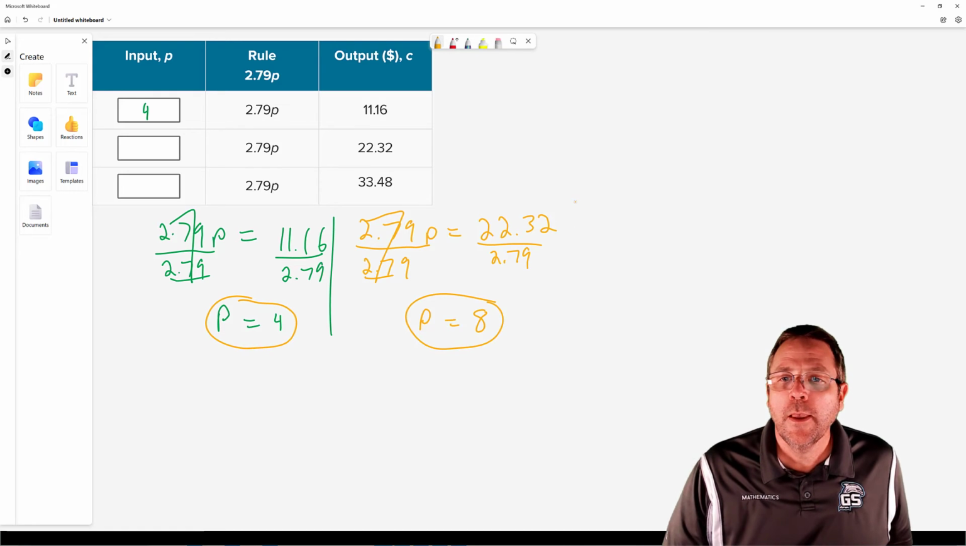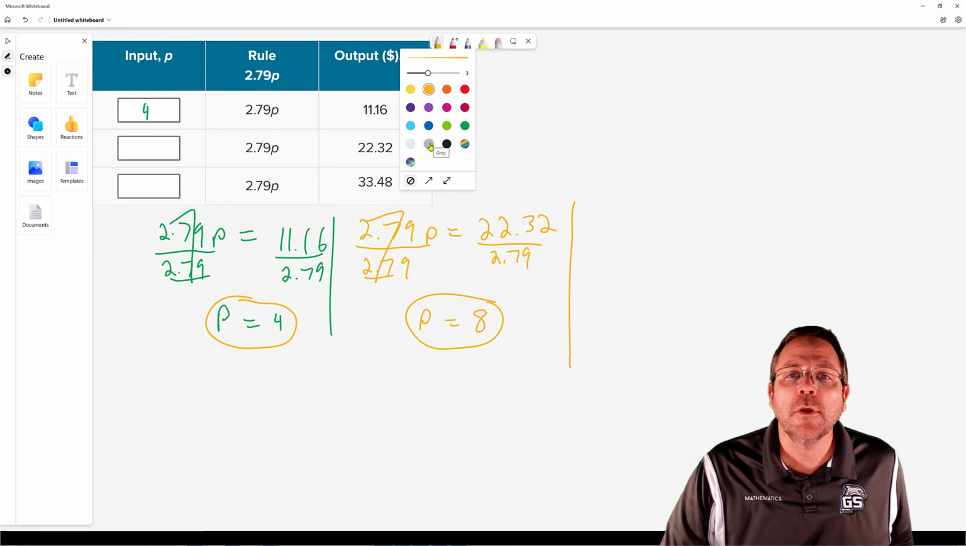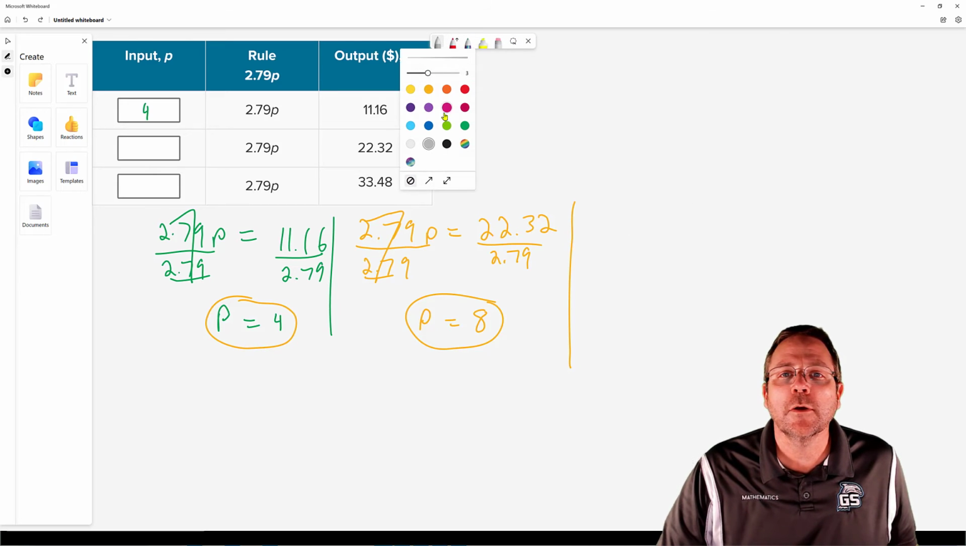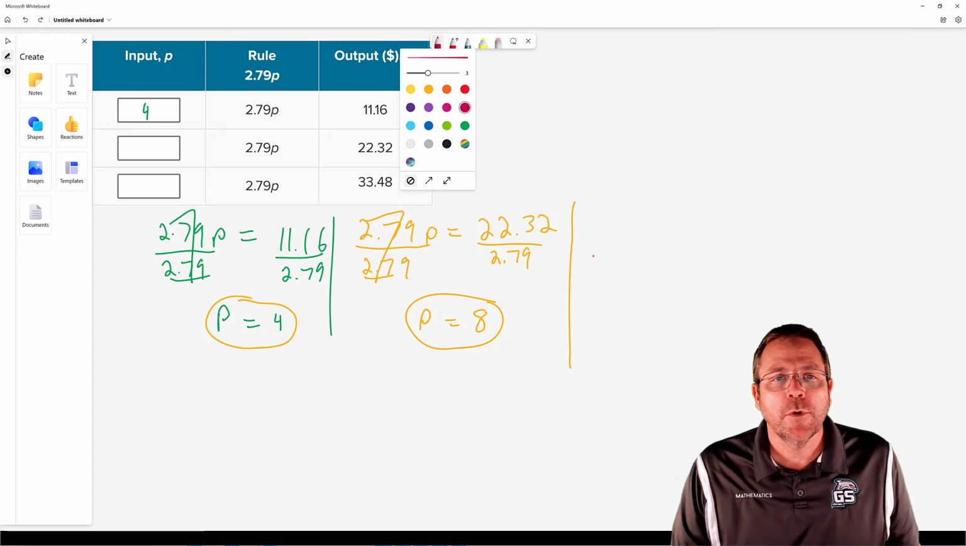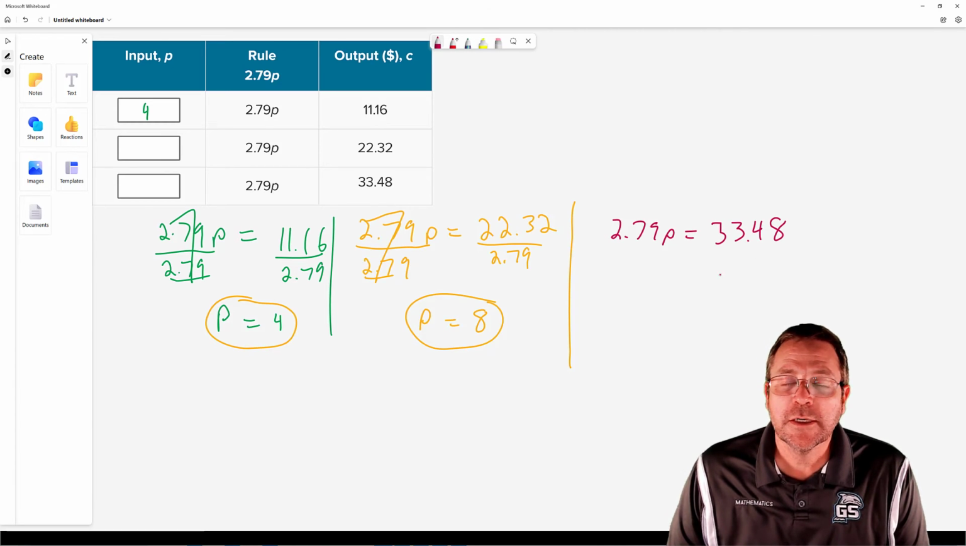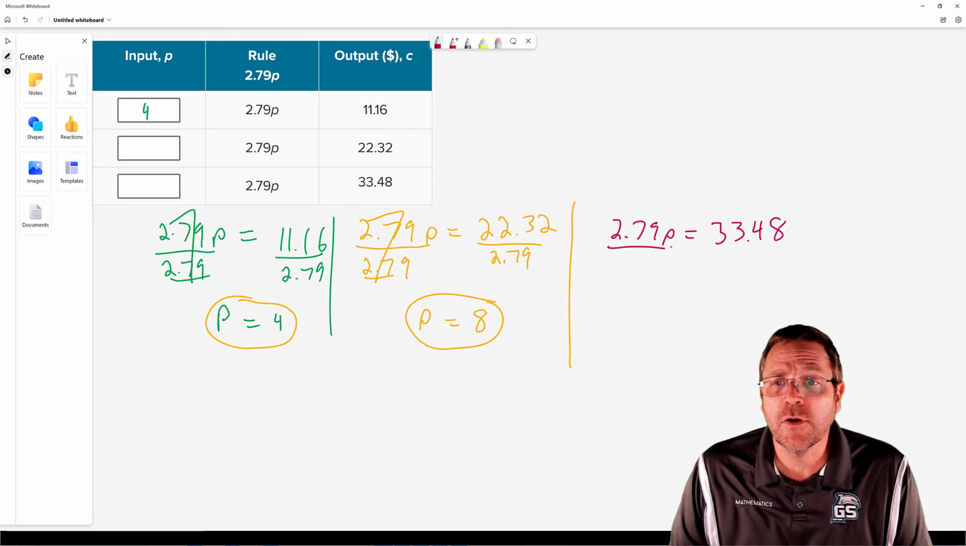It's an answer. And we have one more problem to work. Once again, I drew a line to keep my work nice and neat and organized. And let's try, I wonder what gray looks like. Y'all probably can't see that gray too well. Let's try something different here. Let's go for, don't know what you call that color. $2.79 times P is equal to, the last one is going to be $33.48. And I'm going to take a wild guess here. I'm going to guess that the answer is going to be 12.